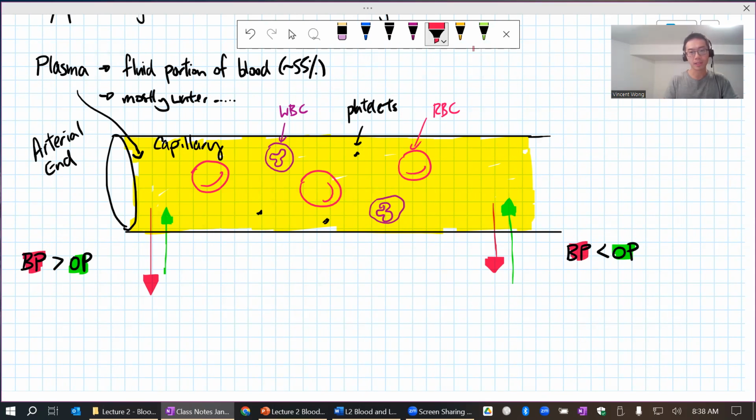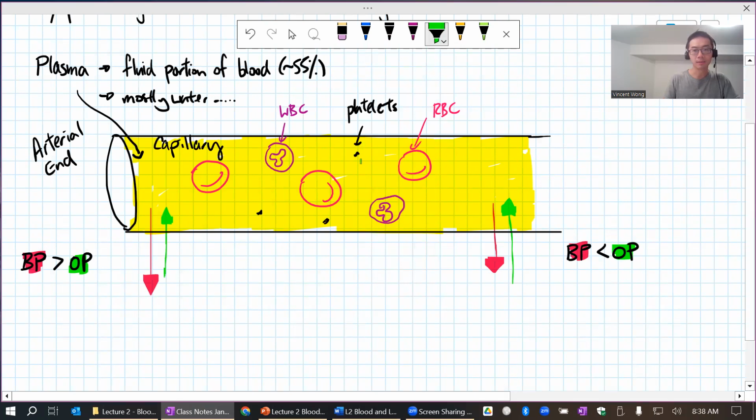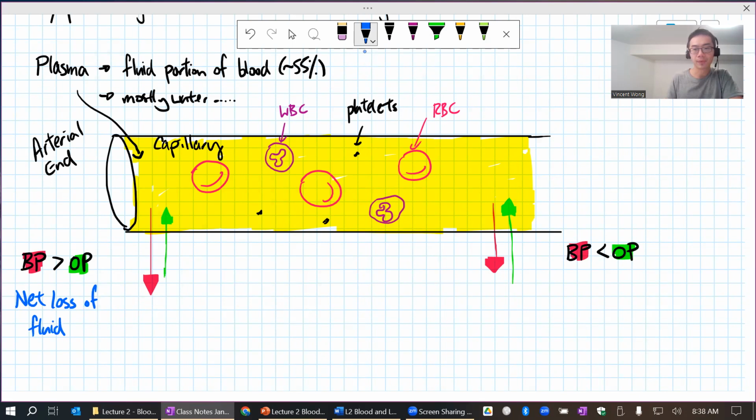To try to make the arrows the same, okay? For the green one, it's the same arrow. Same length. I know it doesn't really look like it, but so what's going to happen on the arterial side? You will have net loss of fluid, right? And then over here, you would have net gain of fluid.